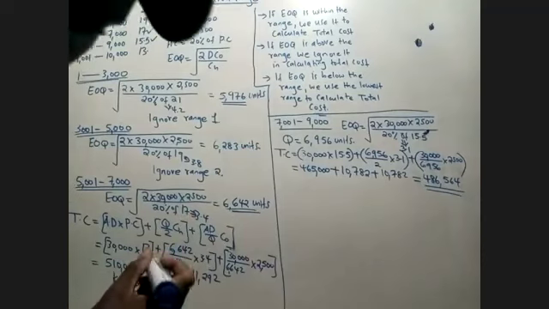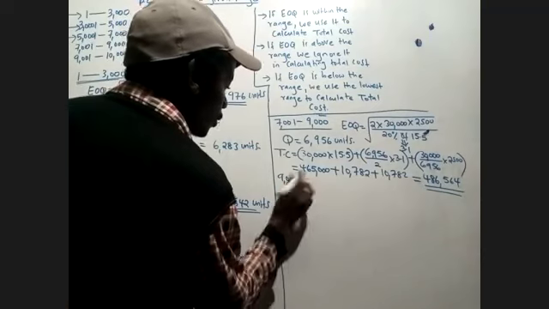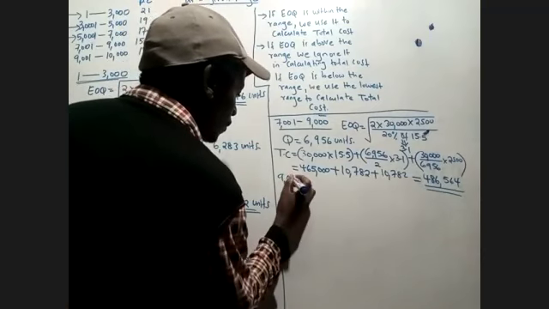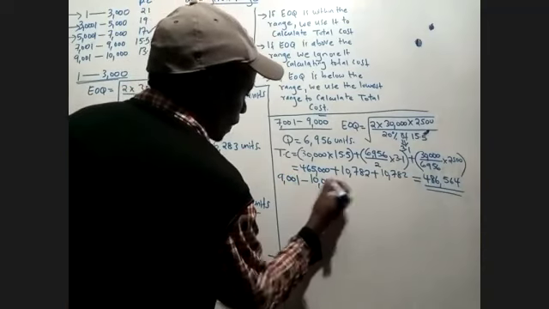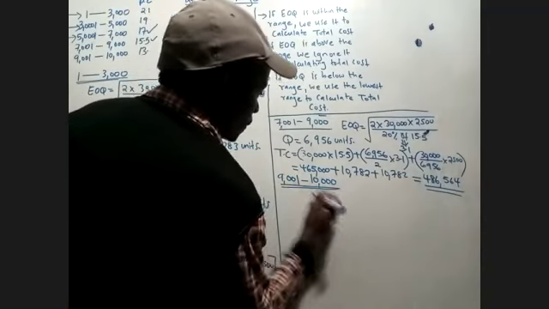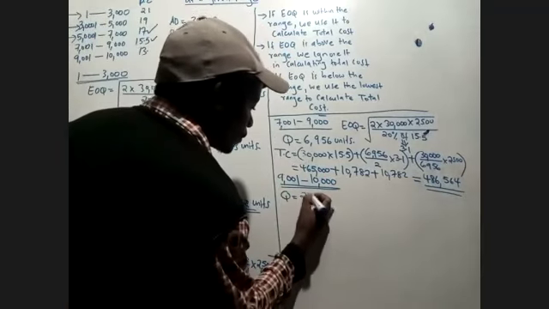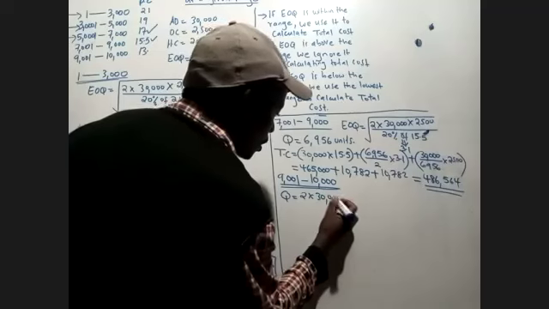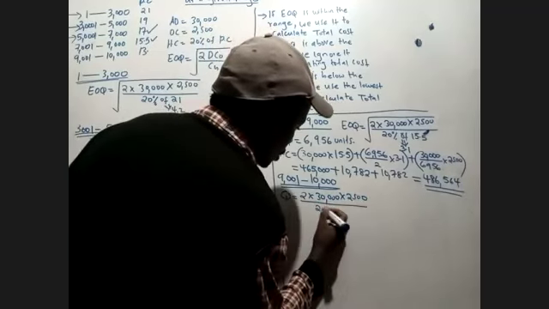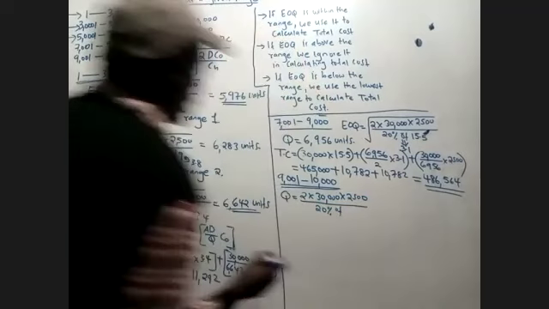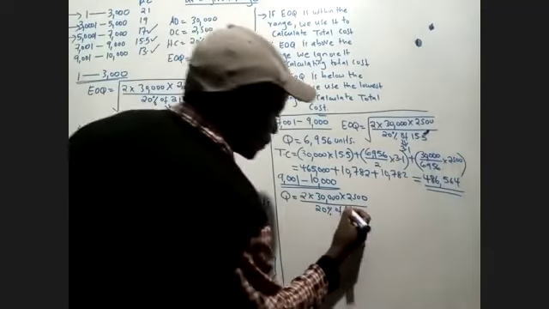Then lastly, we finish with the range between 9,000 to 10,000. So let us find the Q. Our Q will be 2 times 30,000 times 2,500 over 20% of the price. What's our price here? It's 13 bob.